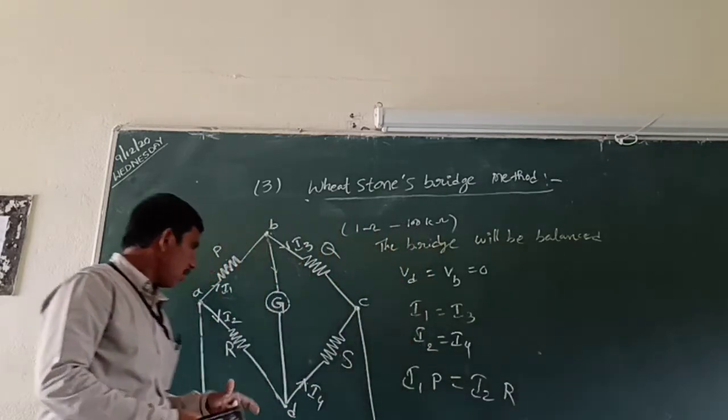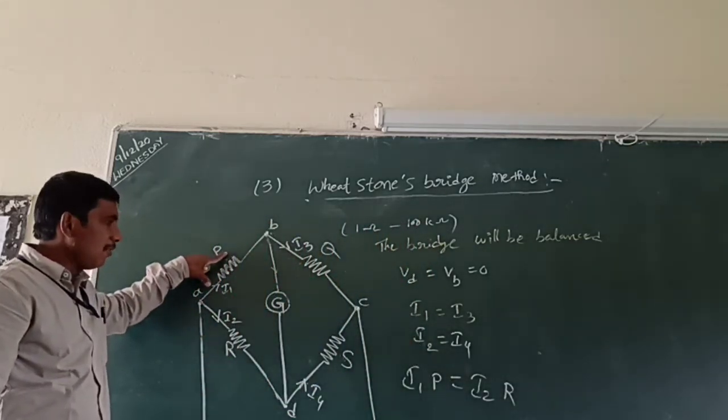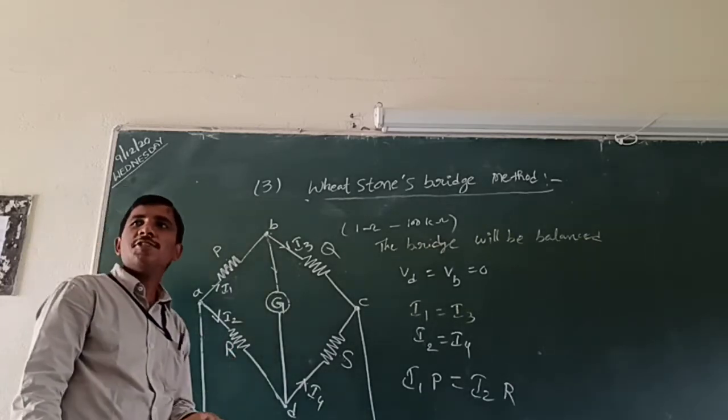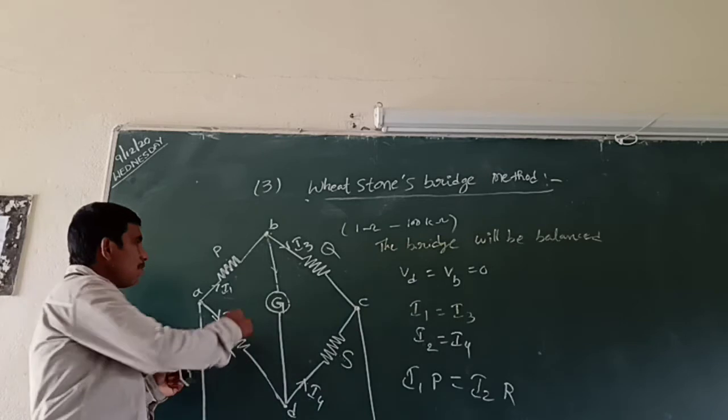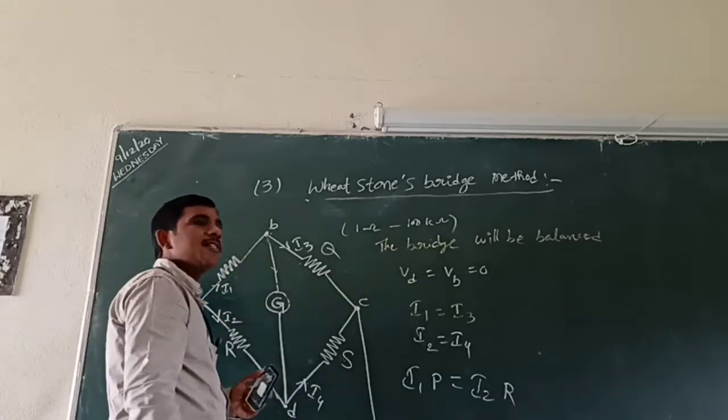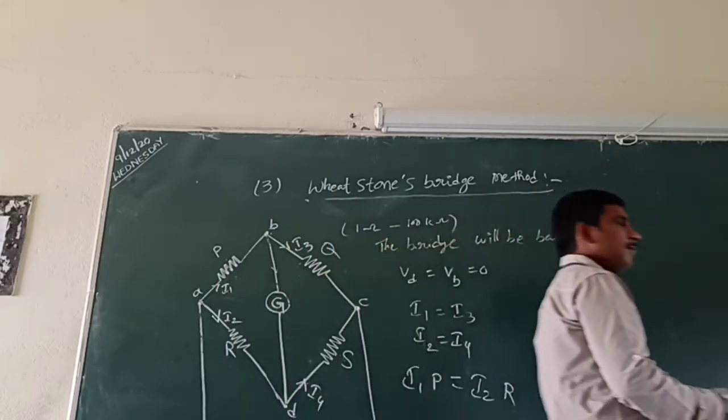If the voltage drop in the arm AB, I1P, is equal to I2R, now the bridge is in balancing condition. The voltage drops between these two arms are equal, then the bridge is said to be in balance condition.